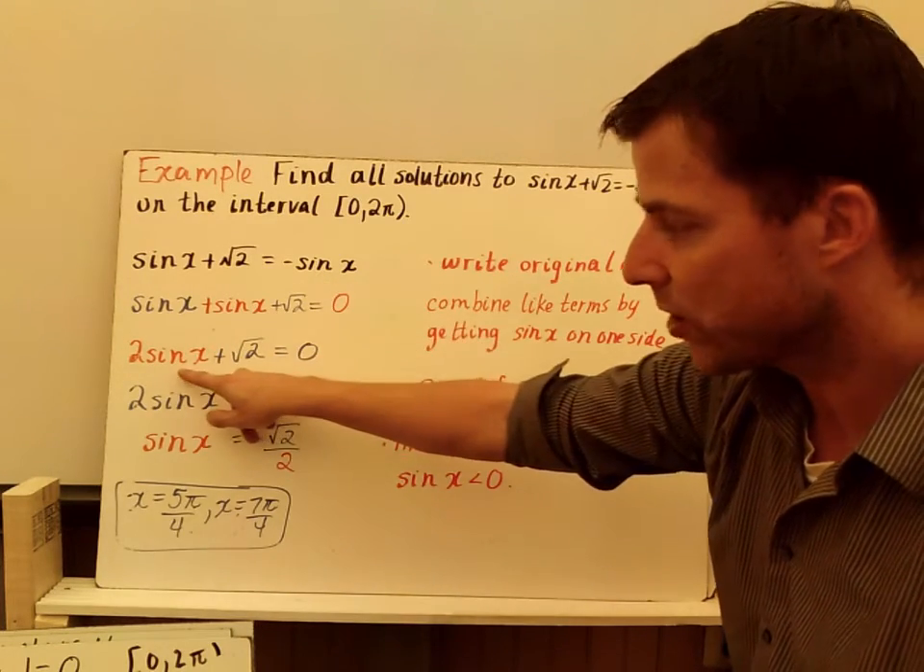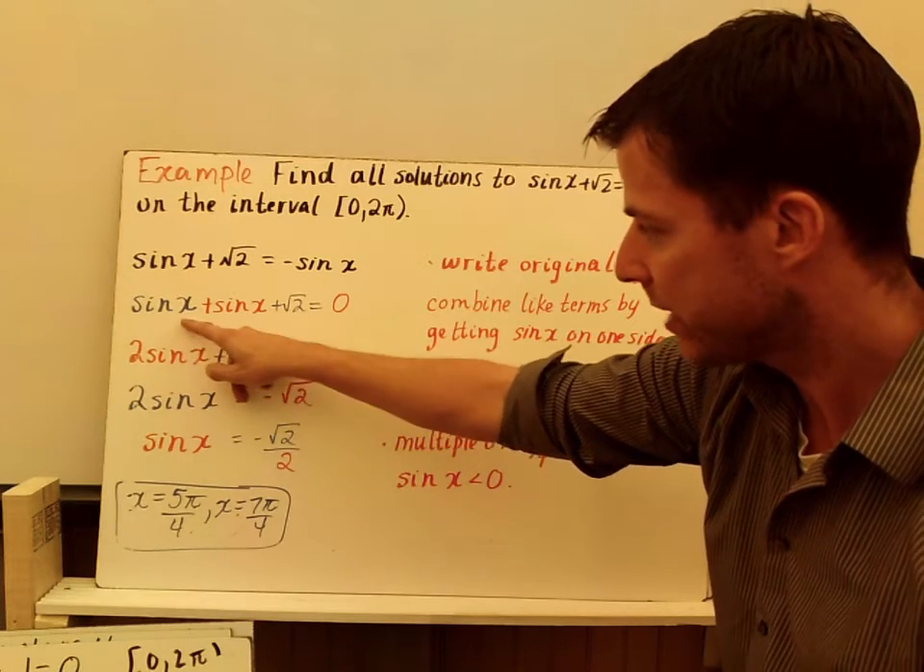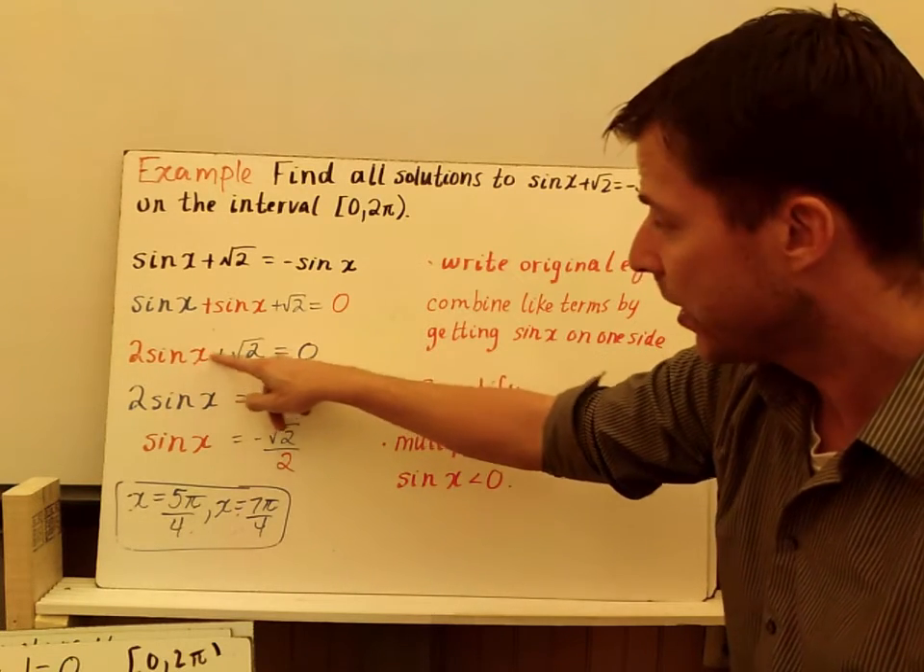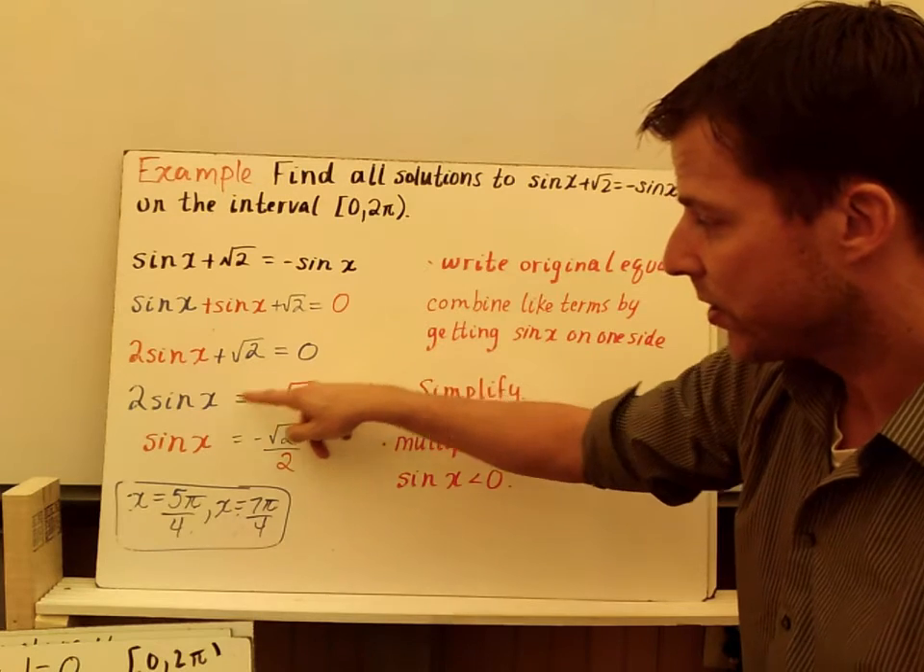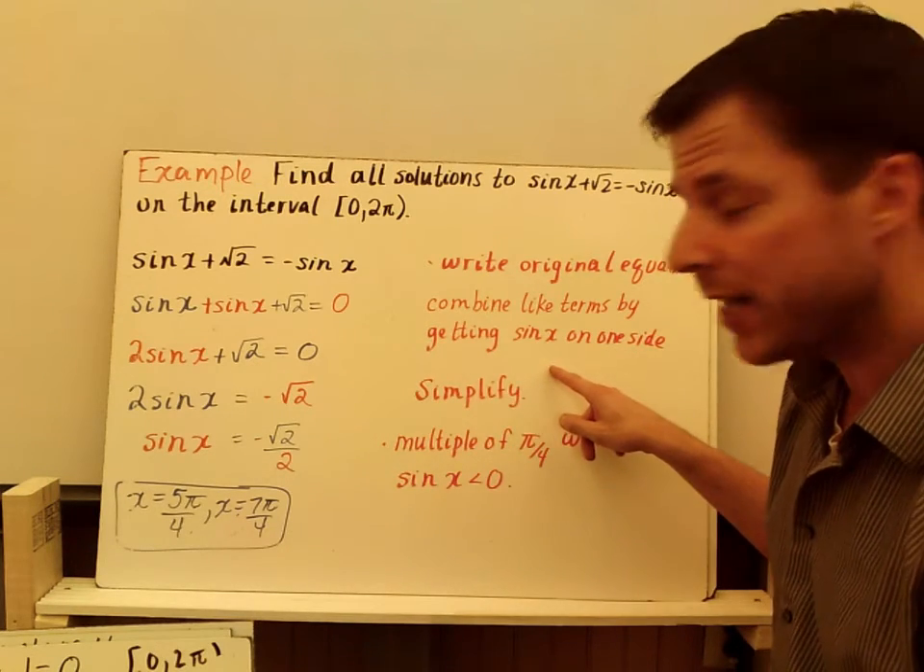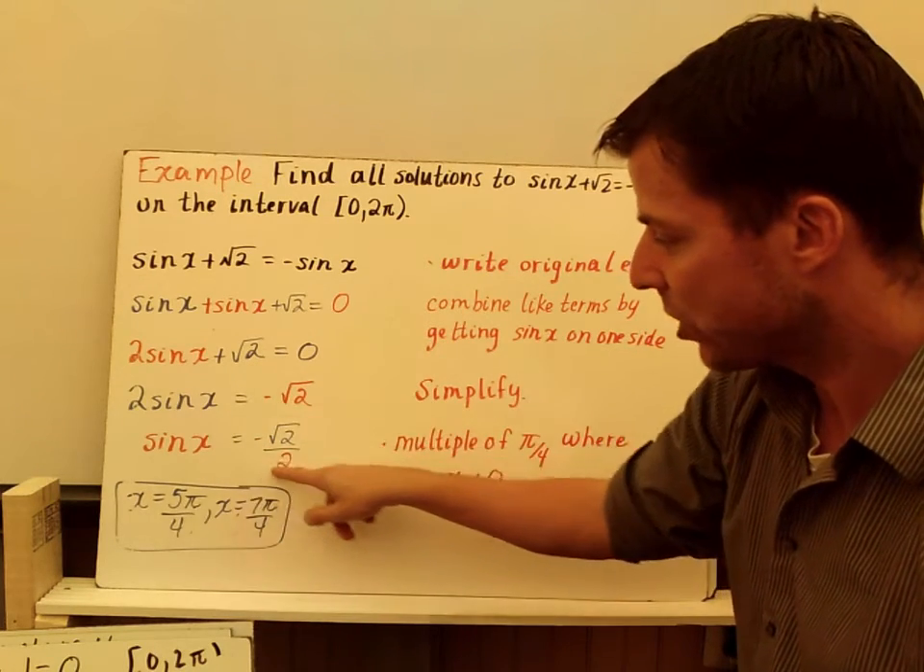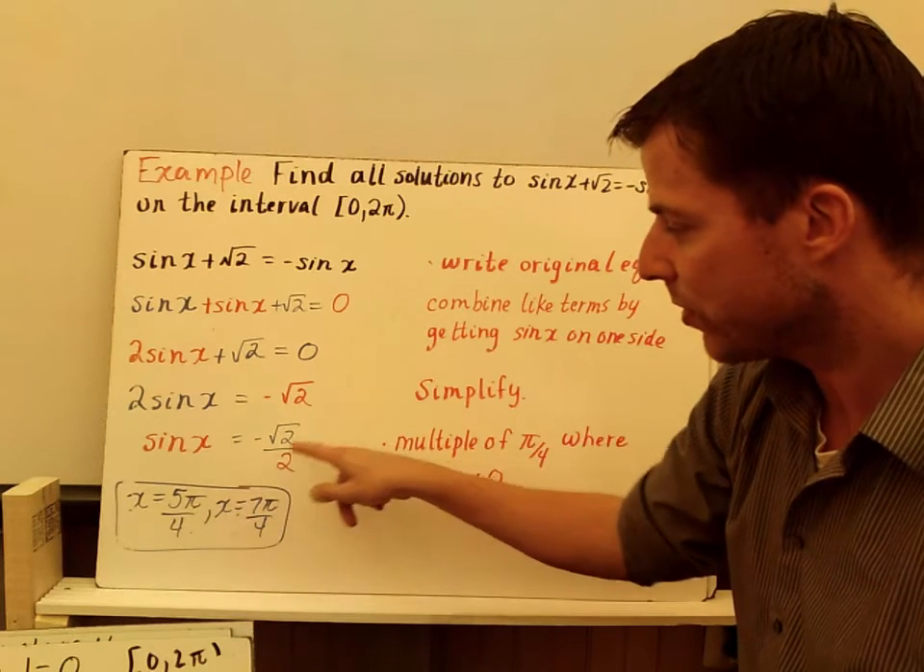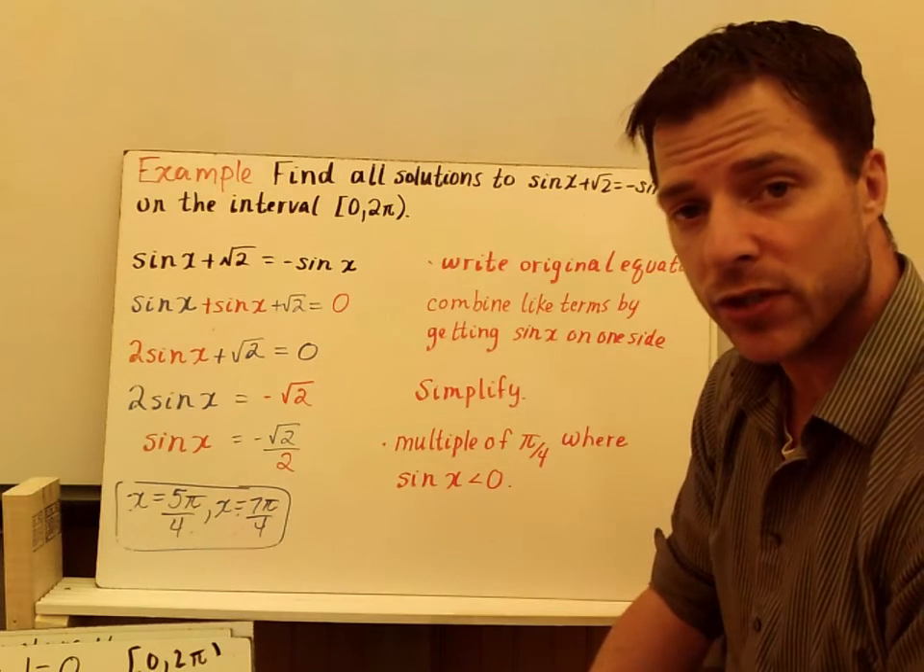And then I combine like terms to get 2 sine of x, because sine x and sine x make 2 of them, plus root 2 equals 0. Subtract root 2 from both sides, and then divide by 2. So I get sine of x equals negative root 2 over 2.